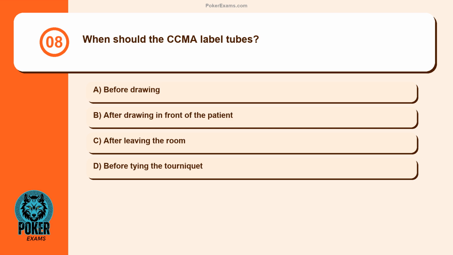Question 8. When should the CCMA label tubes? Before drawing. After drawing in front of the patient, after leaving the room, before tying the tourniquet.